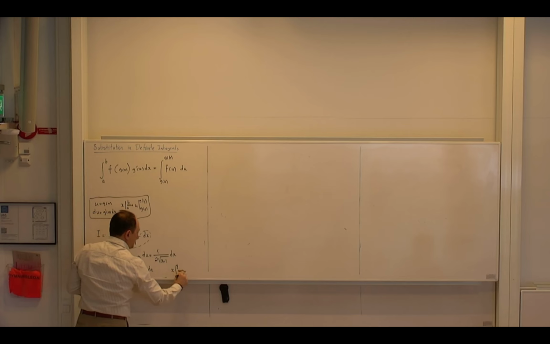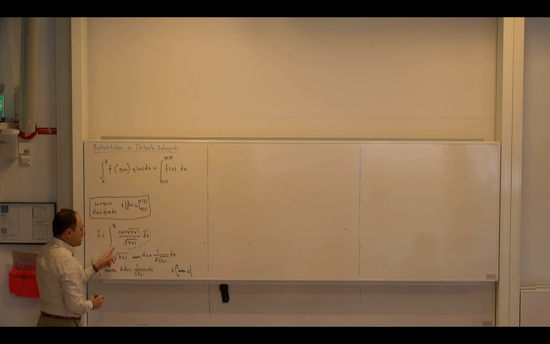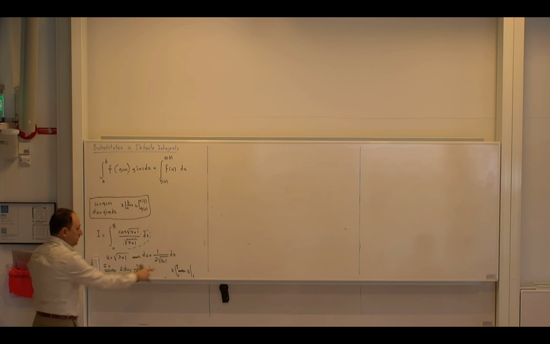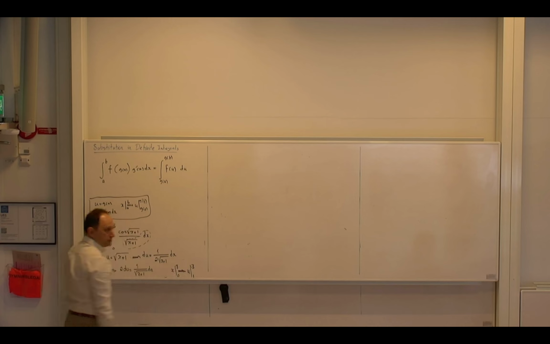What does this imply for my new variable u? When x is 0, I put 0 instead of x, the square root of 1, so the limit of u is 1. And if x is 8, 9, the square root of 9 is 3.